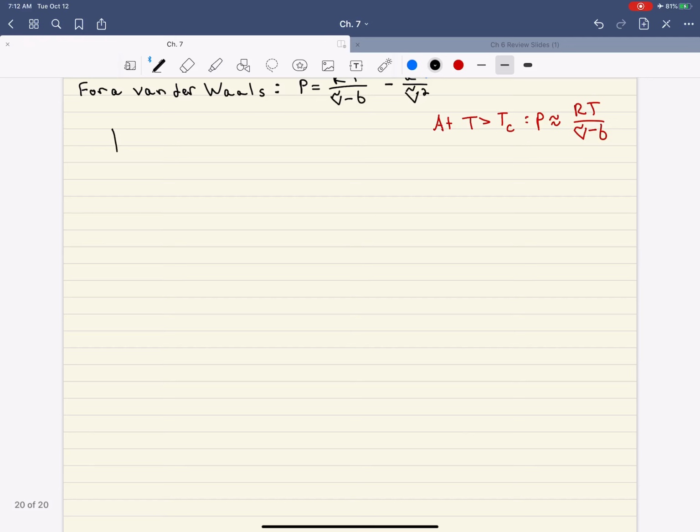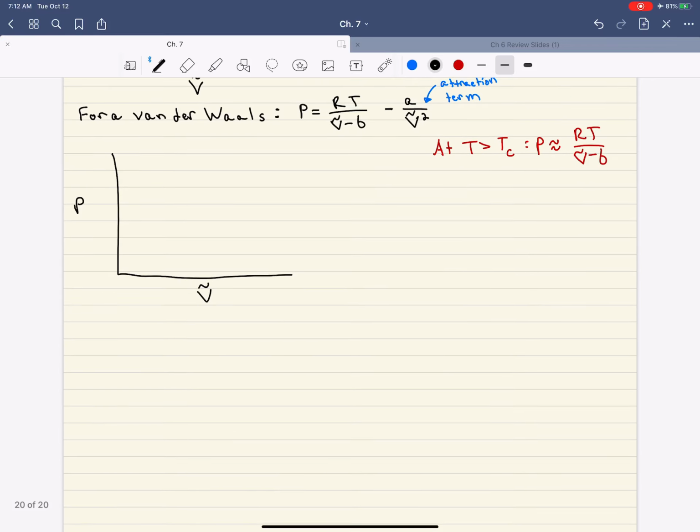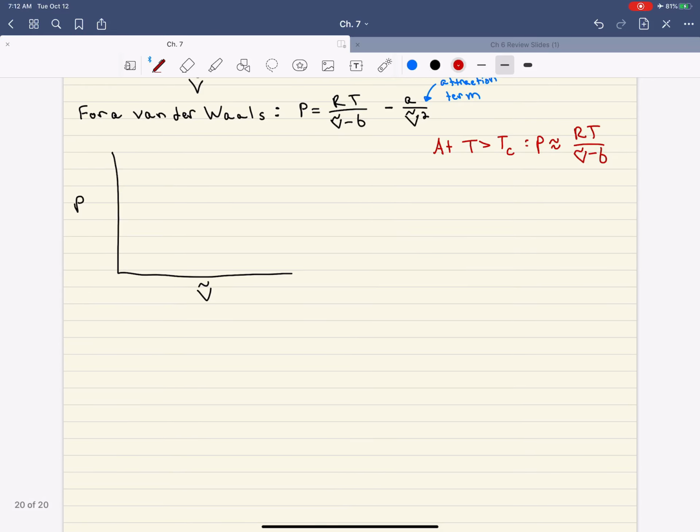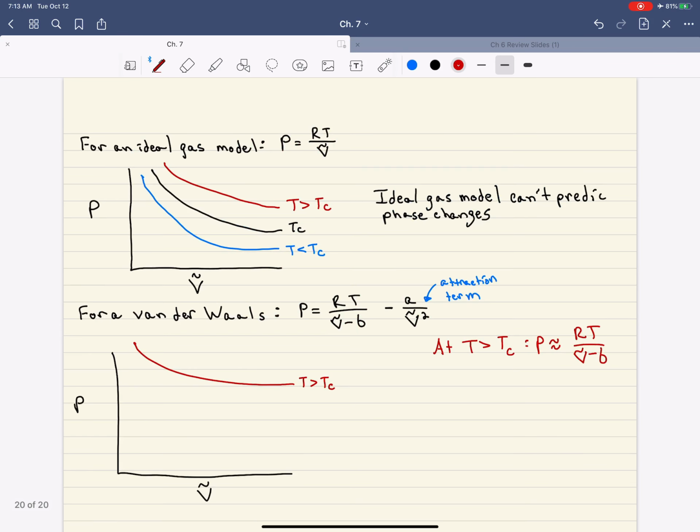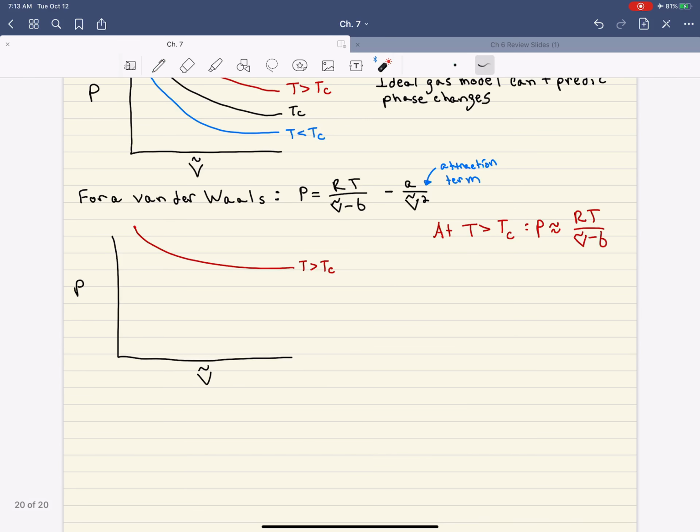So if we plot P versus molar V at T high, we would just expect to see something like this. So T above Tc. But if we're at temperatures that are comparable to Tc, or that are at Tc or below, then both of these terms in the van der Waals equation become important.